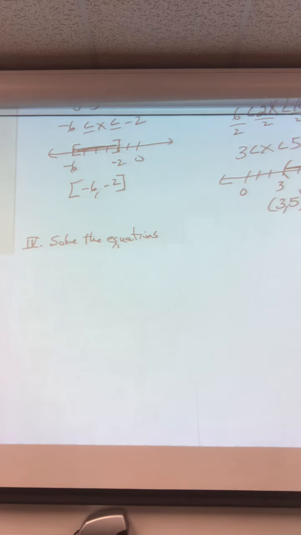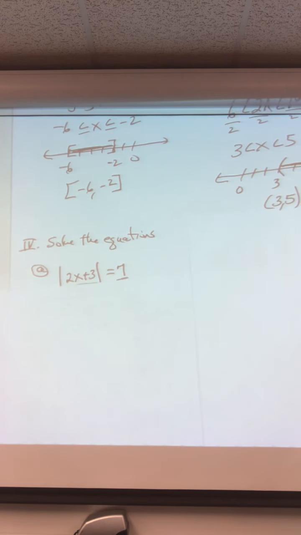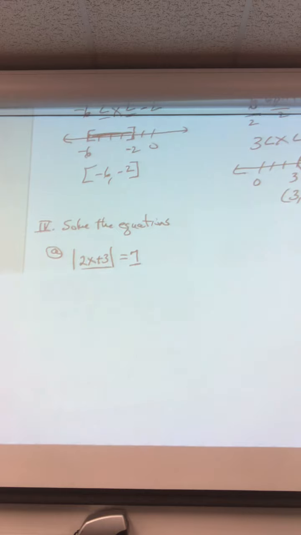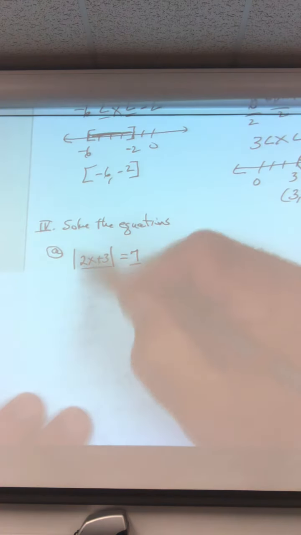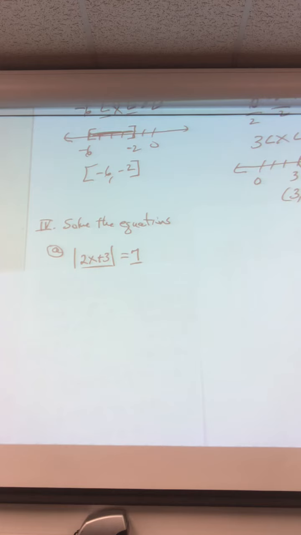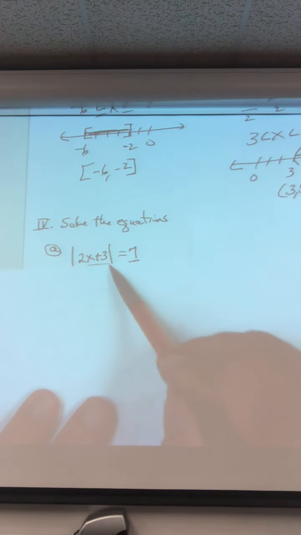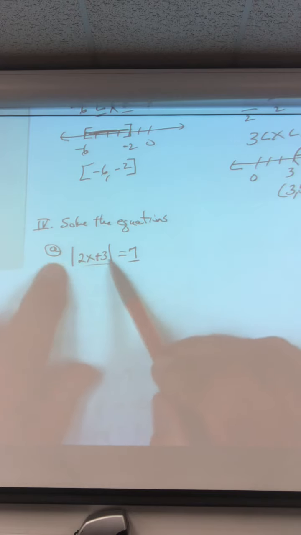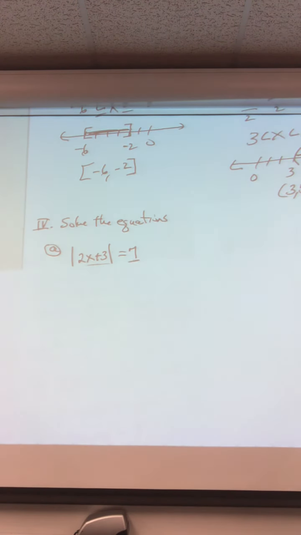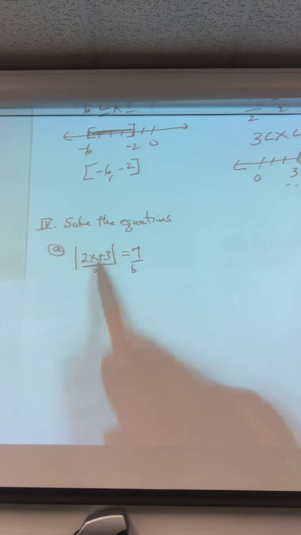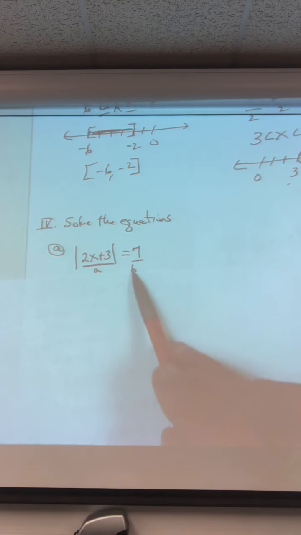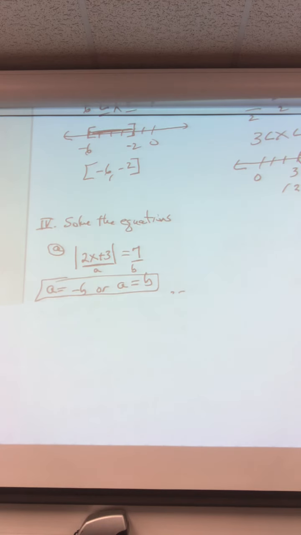Okay, so for instance, in this first problem, there's the problem. Is the absolute value on a side by itself? Yes. There's nothing else over here outside the absolute values. Remember, we have to use a formula. Once you get the absolute value by itself, we call what's in here A, and we call what's over here B. The formula is A equals negative B or A equals positive B.